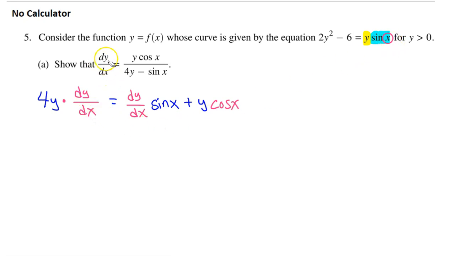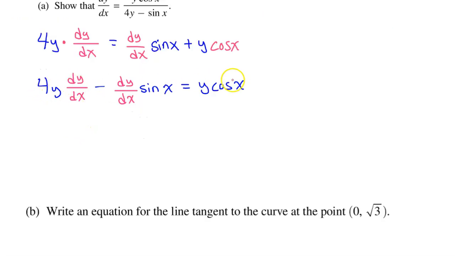Our goal is to find an expression for dy/dx. So we need to get all terms that involve dy/dx on the left side of the equation and leave everything else on the right side. So basically I'm going to subtract this term from both sides to move it over here. Now we have this.